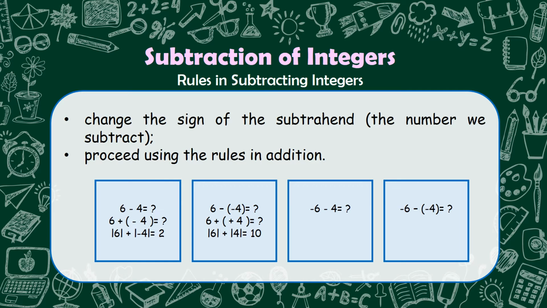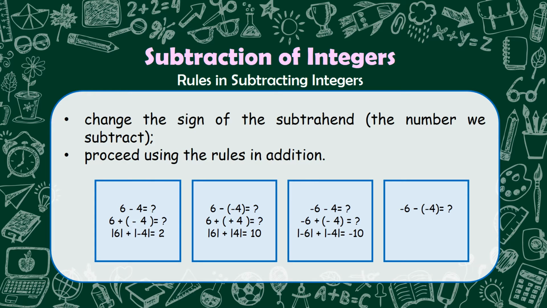Next, we have negative 6 minus 4. It means negative 6 minus positive 4. Then change positive 4, we will have negative 4. Then change our minus sign into plus sign, we will have negative 6 plus negative 4. Since we have same sign or like sign, we will add them. So 6 plus 4 is equal to 10, and since they are both negative, we will have negative as our sign. So our final answer for negative 6 minus 4 is negative 10.